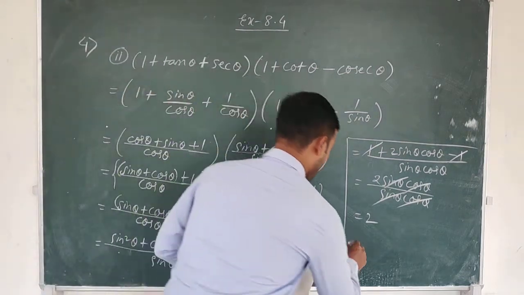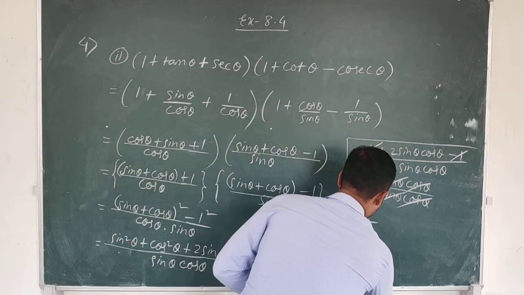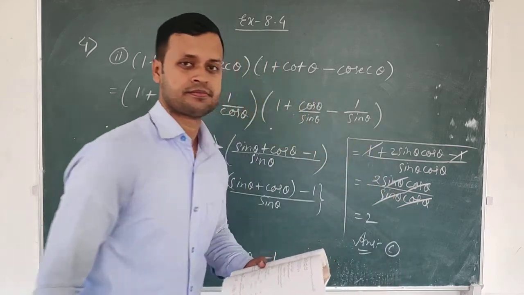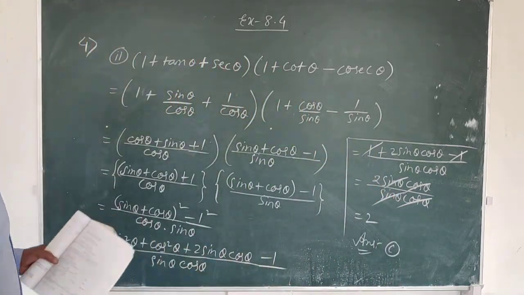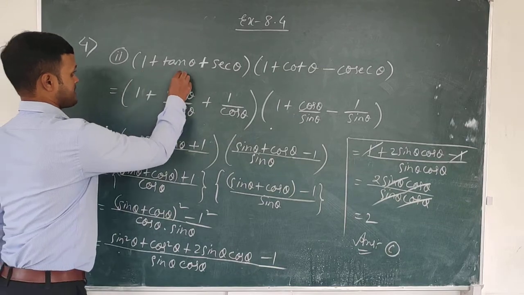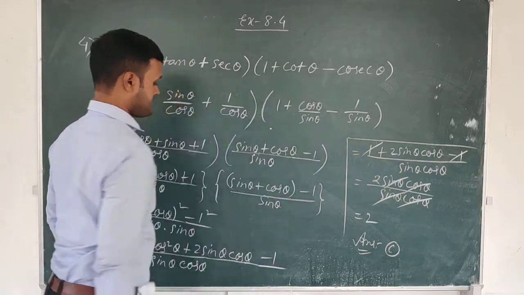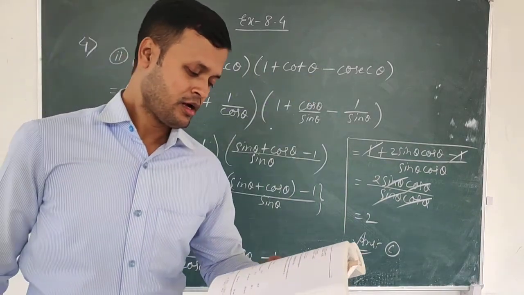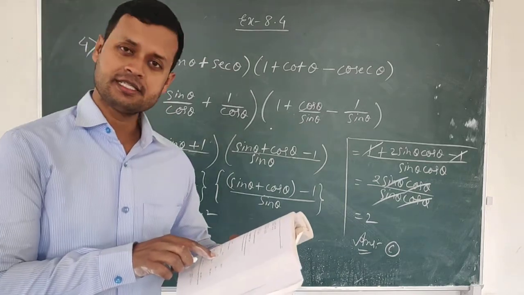Option C. Answer option C. Isn't it? See here. So 1 plus tan theta plus sec theta into 1 plus cot theta minus cosec theta. So the correct answer is what? Option C. Option C is 2, isn't it?